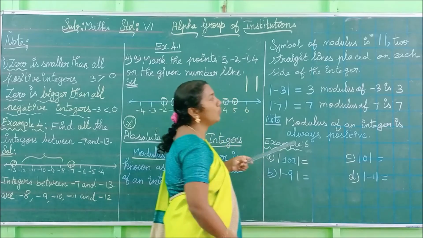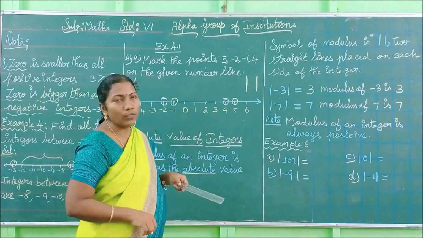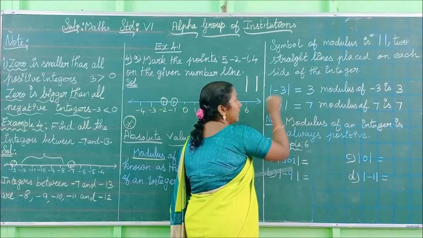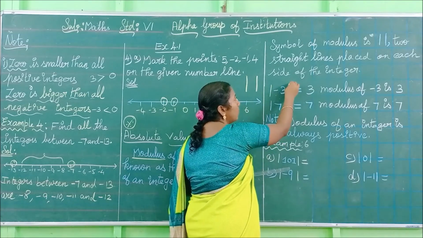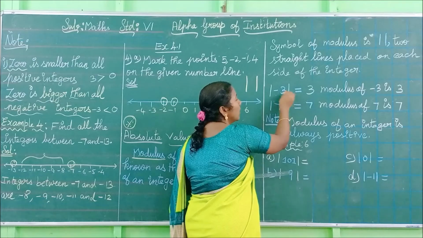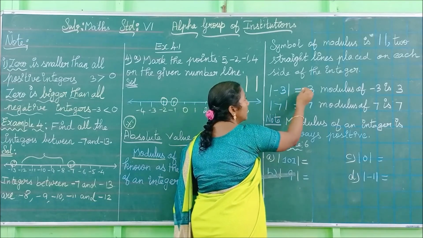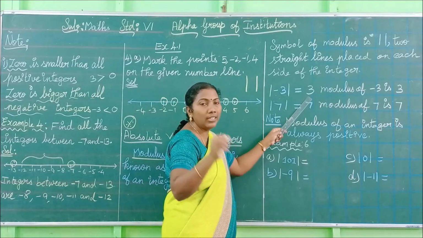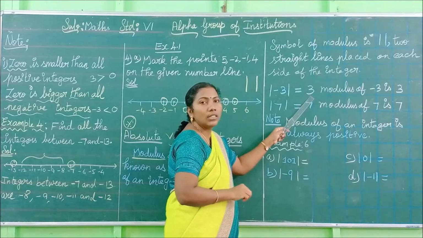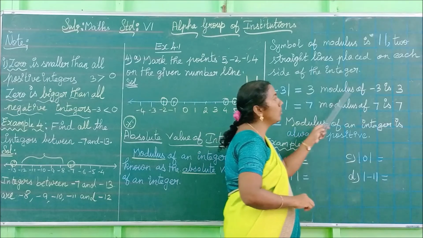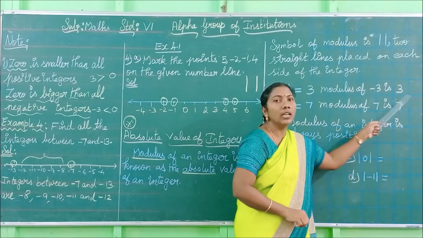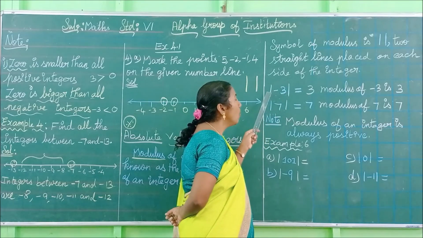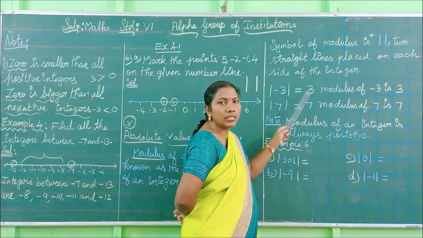Now we are going to find the modulus value of a given number. See here, the given integer is -3. Now we are going to place this modulus symbol. So modulus of -3 is, your answer is, we have to exclude this negative symbol and write the number alone. So our answer is 3. How can you read this? Modulus of -3 is 3. Thus we have found out the modulus value of the given integer, that is modulus of -3 is 3.